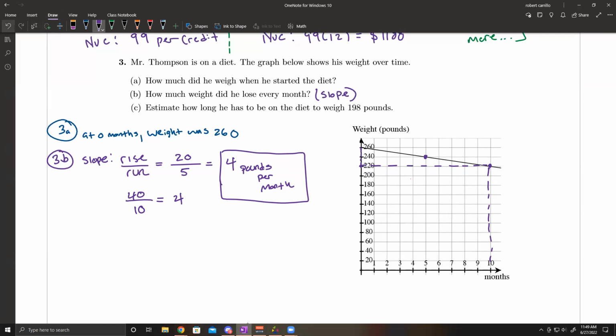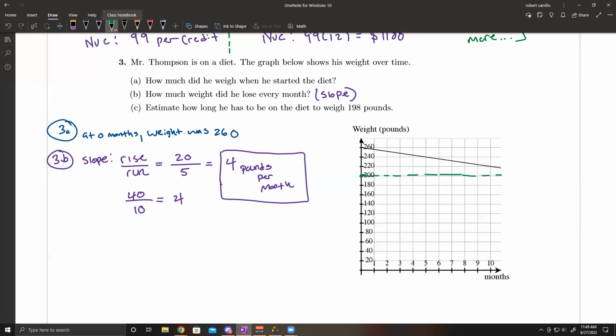So let's see, it says estimate, so we don't have to be perfect. So let's look at our graph again. And let's find 198. We'll just put it right at 200. So let's go to the right. And we see that 198 is not on the graph.